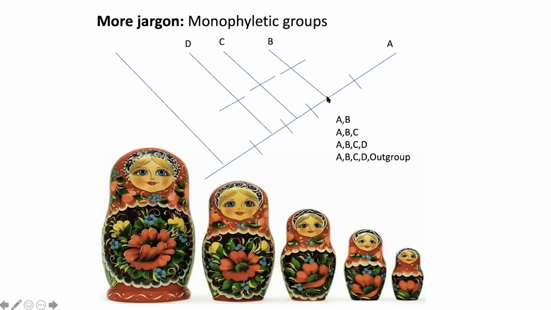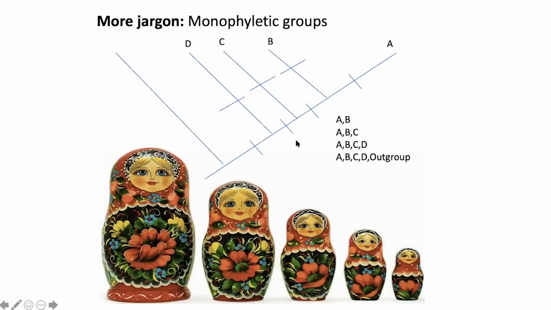And so for this phylogeny, there's a group that is A and B, that's a monophyletic group. Another monophyletic group is ABC. Another monophyletic group is ABCD, obviously, and then ABCD including also the outgroup here. So when you have all of these taxa together, they all share the same common ancestor. And that seems very obvious.